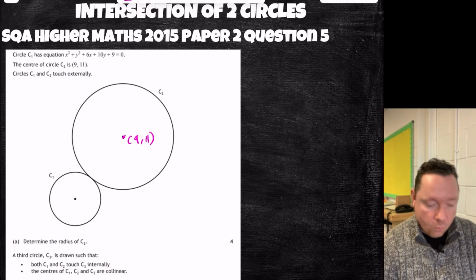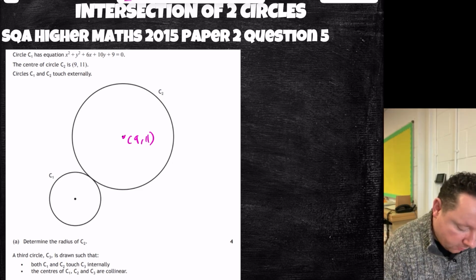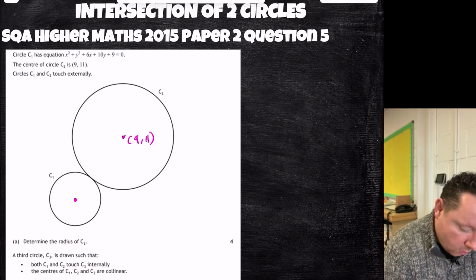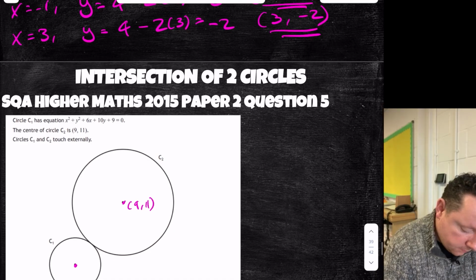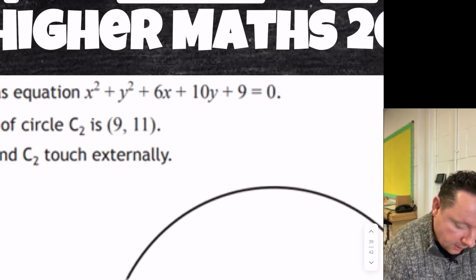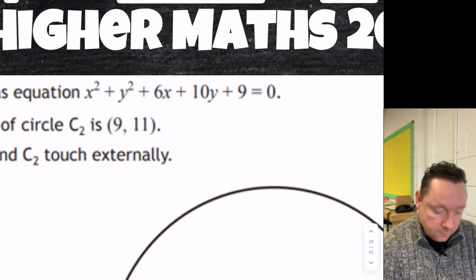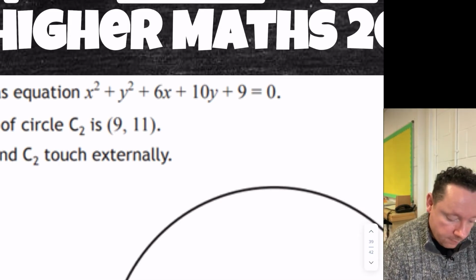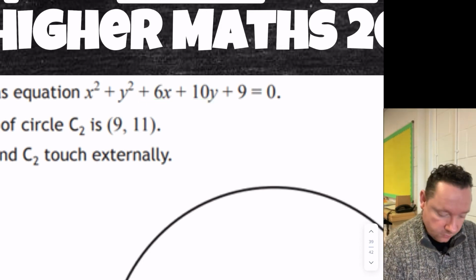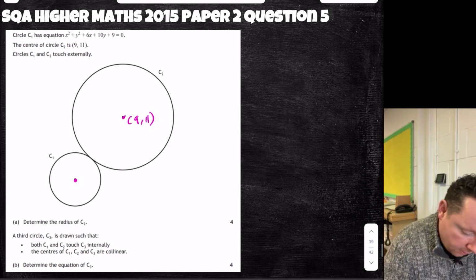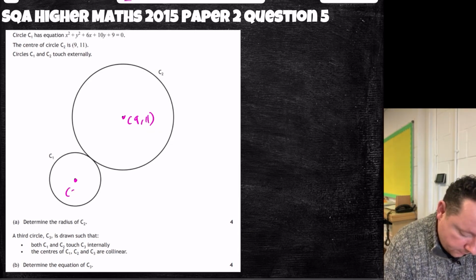Well, we'll just find out all we can, so let's see if we can find the centre of C1. We have got this equation here, and we know from the start of the exam paper that minus g, minus f is a circle's centre. So to get minus g, minus f, you just divide these by 2 and change the sign. So that becomes 3, 5, so that's minus 3, minus 5. So we can write that for that centre.